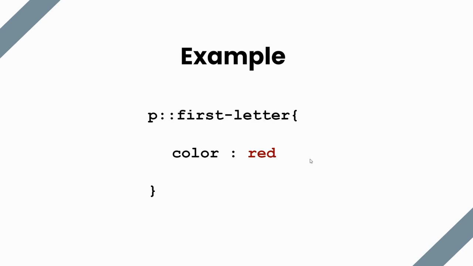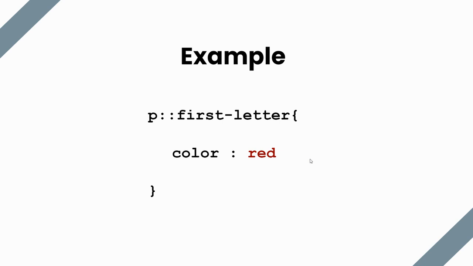So here is a very brief example, and it begins with the p tag followed by the double colons and the first-letter pseudo element. And you can see within the braces we have the color property with the value of red. So what this would do, when written in VS Code, is that the very first letter of the text would have a red color as opposed to the other letters that follow it.